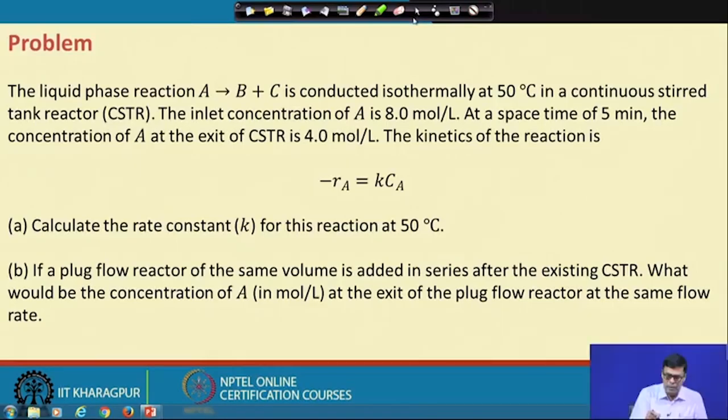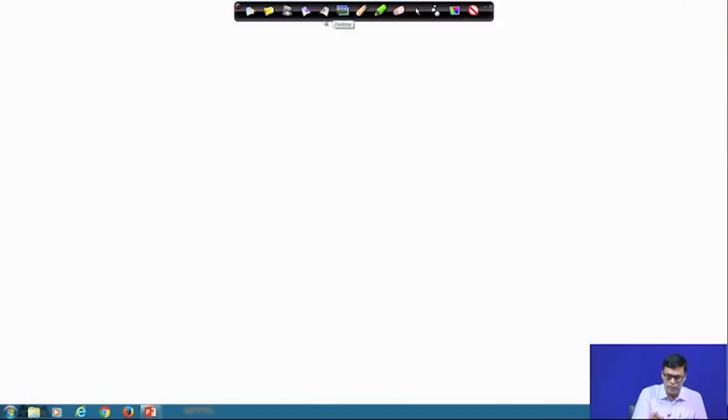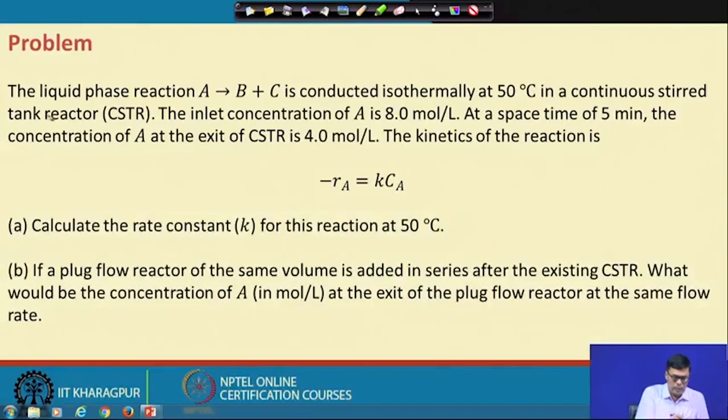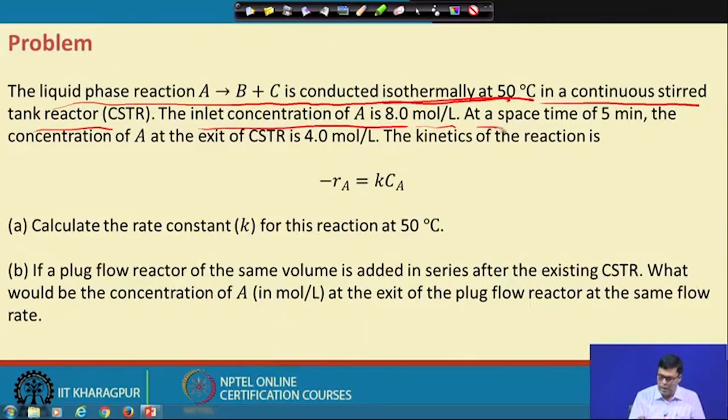So, this is like this. In the liquid phase, the reaction A to B plus C is conducted isothermally. Isothermally means the temperature remains constant at 50 degrees centigrade in a continuous stirred tank reactor. The inlet concentration is 8 moles per liter at a space time of 5 minutes. Space time means tau CSTR. Am I right? Tau CSTR is 5 minutes.